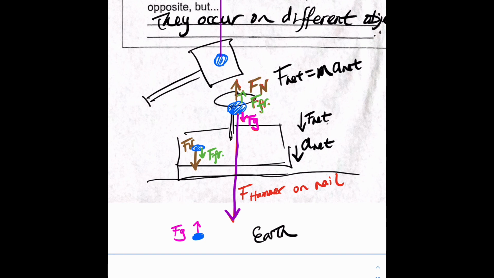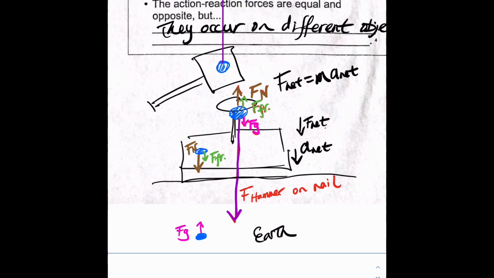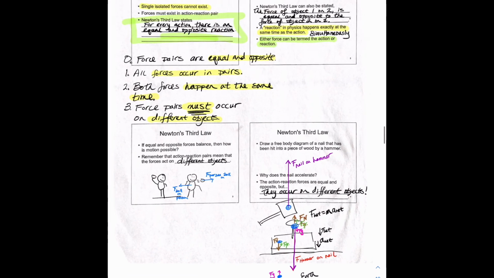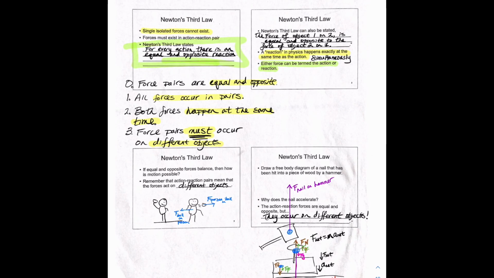All right, we'll talk about friction more in the next video. Okay, hopefully this is making sense. And once again, these four points.